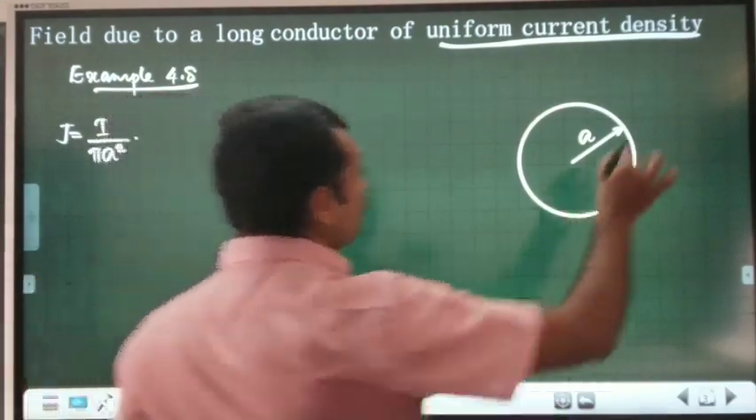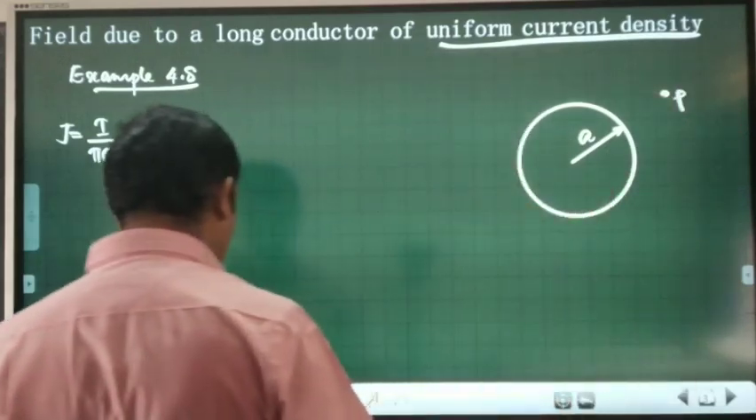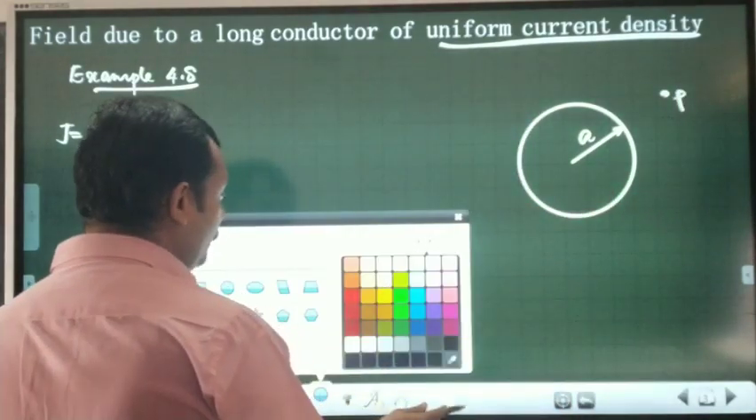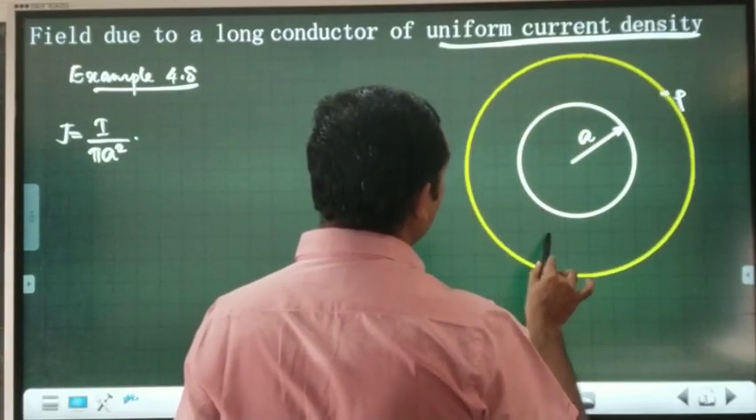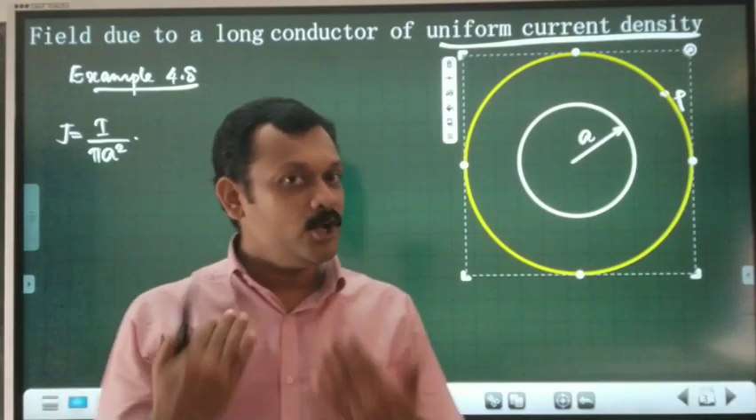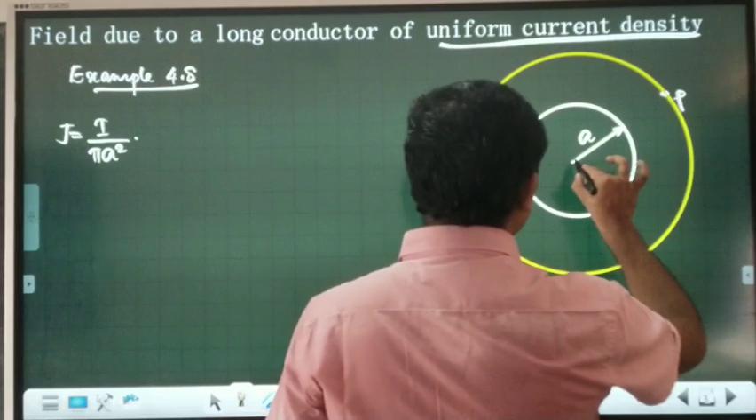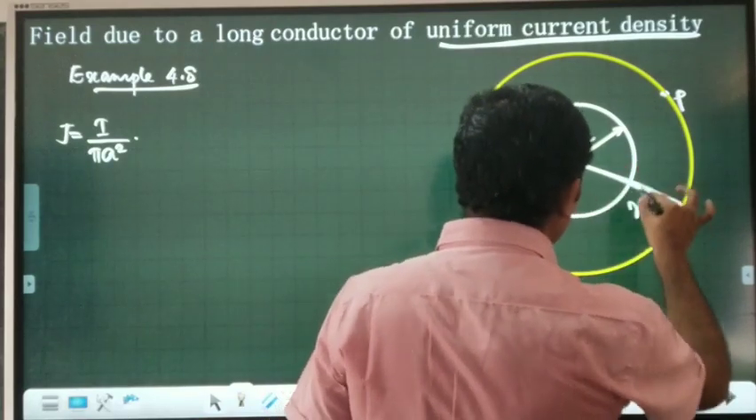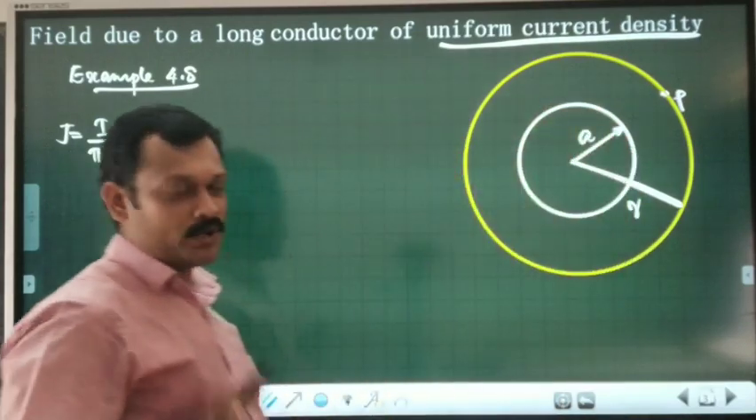Now my requirement is to find out the field at a point P. What is our step number 1? We have to apply Ampere's circuital theorem. So the first thing I require is an Amperian loop. And I am saying that the point P is at a distance R from this conductor. You can take P anywhere, so the radial distance is R only.